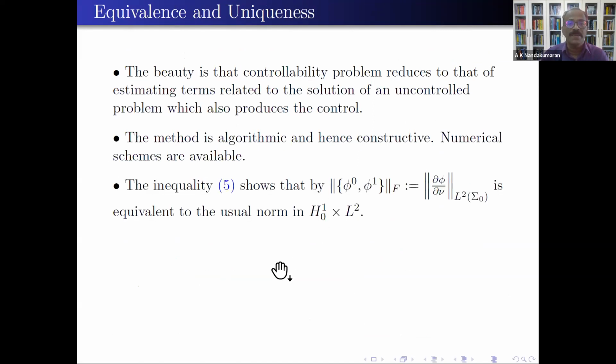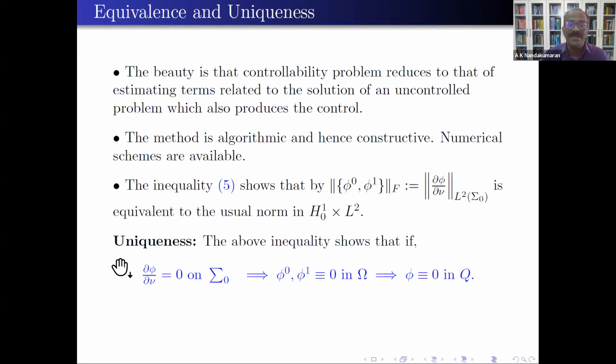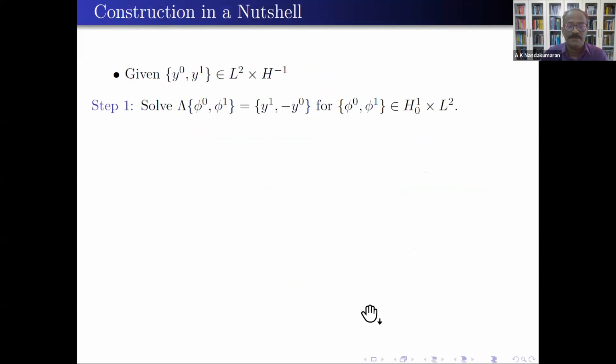Numerical schemes are available. The inequality shows that this is a norm equivalent to this norm, and that gives you your uniqueness result. So dphi by dv equal to 0 on sigma naught implies phi naught, phi1 equal to 0. That implies there is a complete recovery of phi from here. That's what the uniqueness means. So in finite dimensions, the ODE system, you can see that this kind of uniqueness is equivalent to an observability estimate, but in PDE systems, observability estimates are stronger than the uniqueness results.